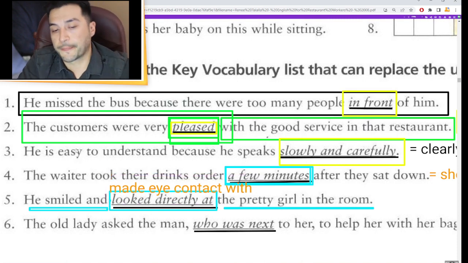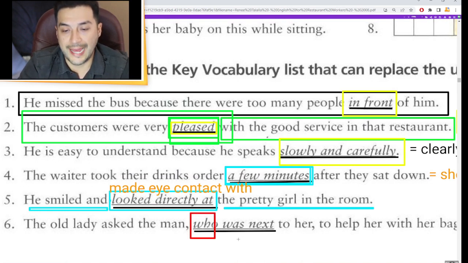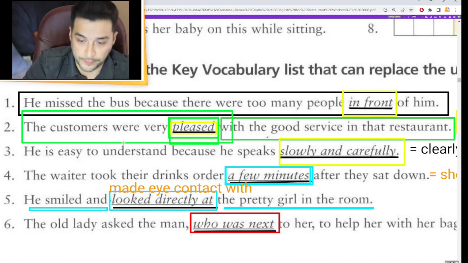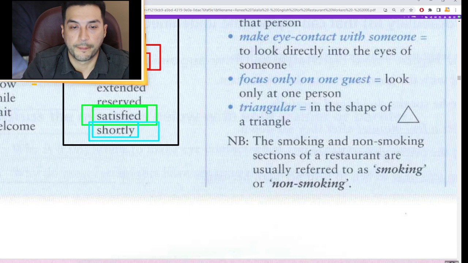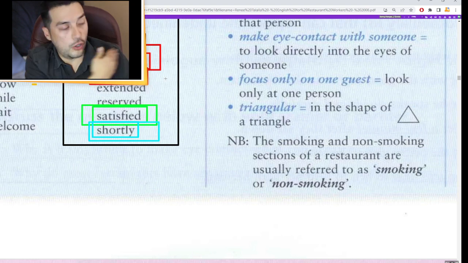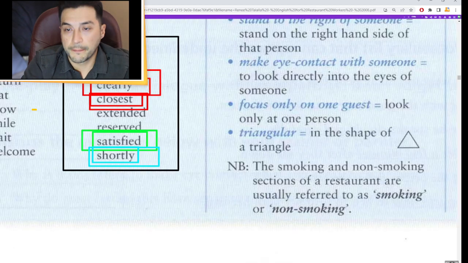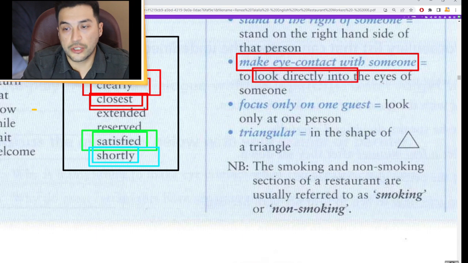And number 6, the old lady asked the man who was next to her to help with her bag. Who was next? Next to her. All right, let's take a look at the list up here. Closest to her. Closest, next to her. Closest. Oh, by the way, make eye contact with someone means to look directly into the eyes of someone.